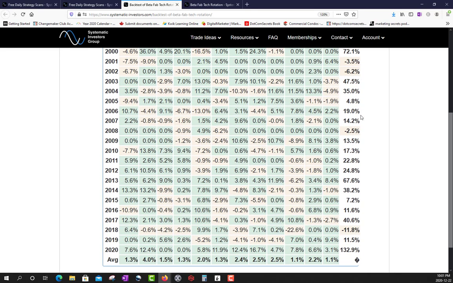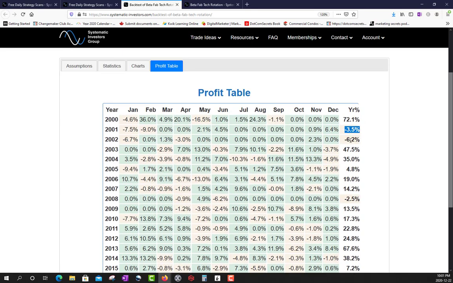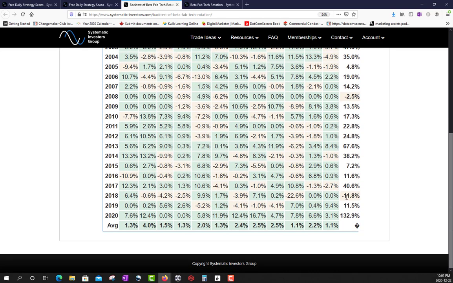If we look at our profit table, you can see we do have some losing years, but we have some really big years. Since 2009, when we hit the bottom of the global financial crisis, we've had some pretty good years: 13.5%, 17%, 22%, 25%, 60, almost 68%, 38%. You've had a smaller year of 7.2, 11, 11.6, 40. You had one losing year in 2018.